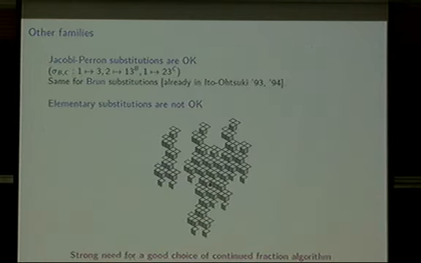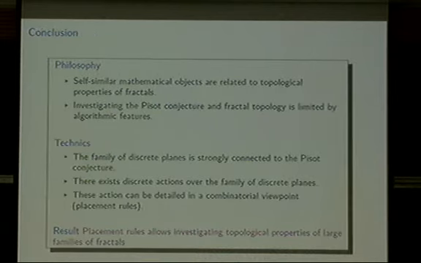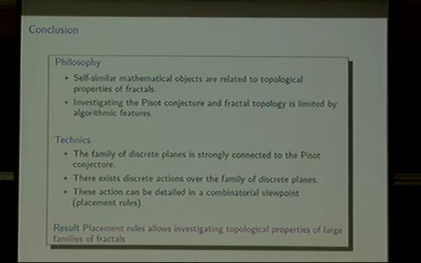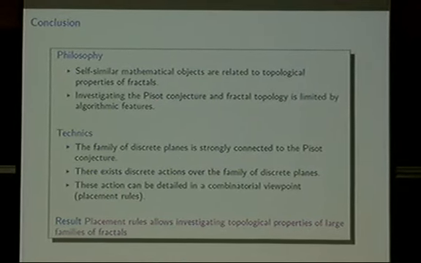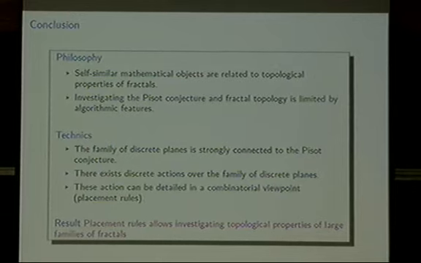not known. But it doesn't work all the time. It works for Jacobi-Perron substitutions, but not always. We have to be very precise with this connectivity stuff, the placement rules, because for instance, here for the elementary substitution, we do not have connected pieces. So this means that we have a strong need for a good choice of continued fraction algorithms and substitutions. But as a result, what I want to stress is that these placement rules, which are a combinatorial object, allow investigating topological properties of large families of fractals.